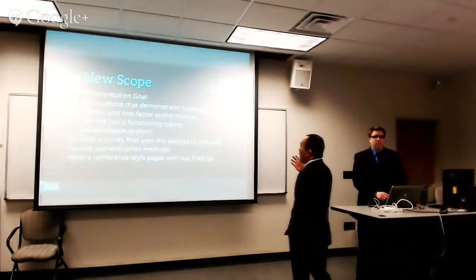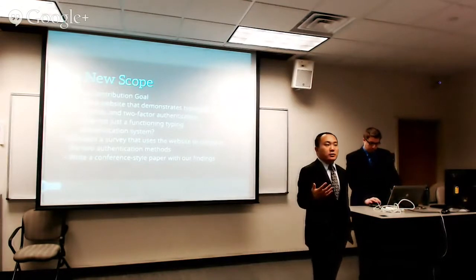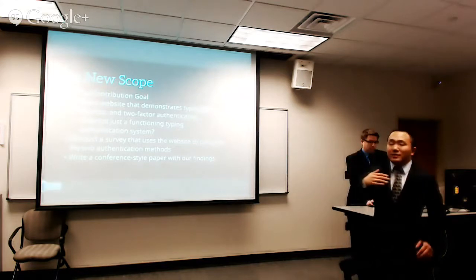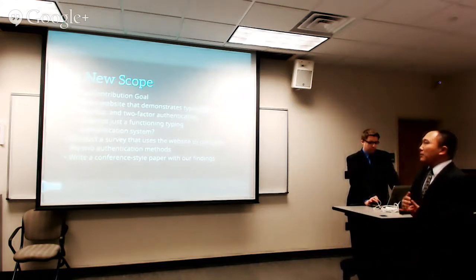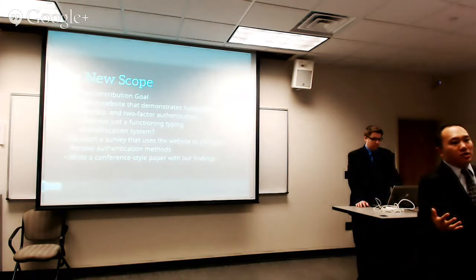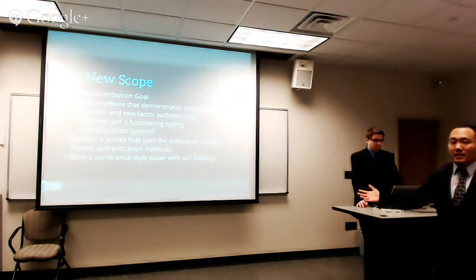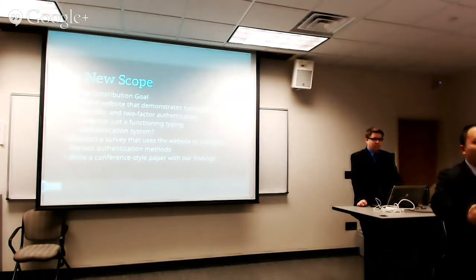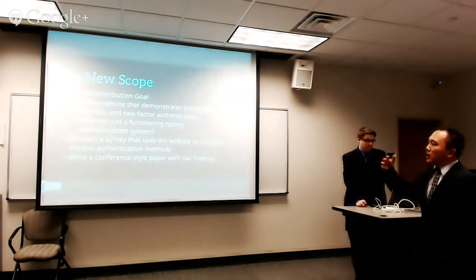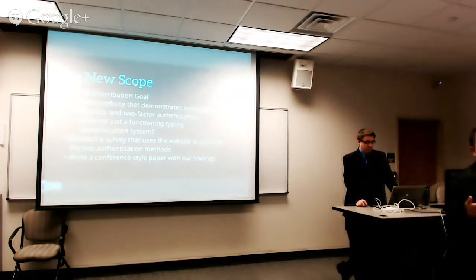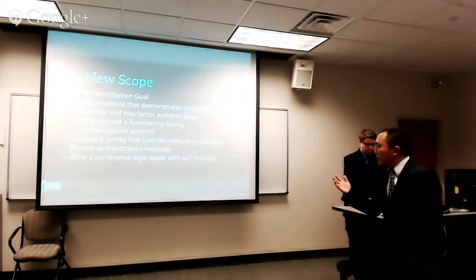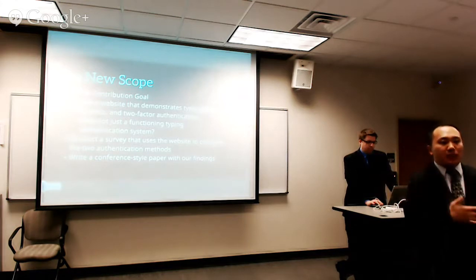Here comes our new scope. We think the contribution to the IS field is that we're going to create a website which will demonstrate typing pattern biometrics and two-factor authentication. The question is, why don't we just make a functioning system? The answer is because someone already did it. Someone already proved that it works, so we don't have to prove it works. What we're going to do is conduct a survey that uses the website to compare the two methods. Lastly, we're going to write a conference-style paper with our findings and say which one is better and in what way.